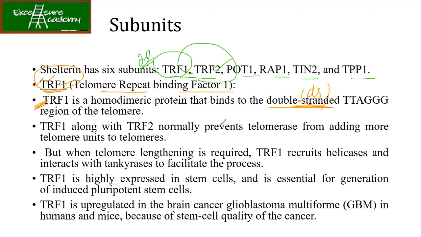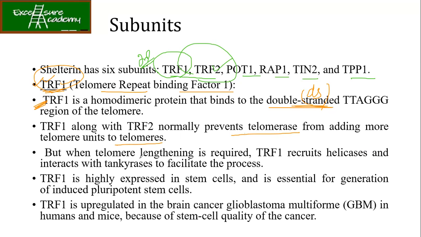Okay. Now, along with TRF2, it normally prevents the telomerase from adding more telomere units to the telomere. So it means what? TRF1 and 2 are preventing the telomerase activity. Okay, what will happen otherwise? Otherwise, the length of the telomeres is going to be longer. Okay. Guys, just stop me in between if any points you're not able to understand.